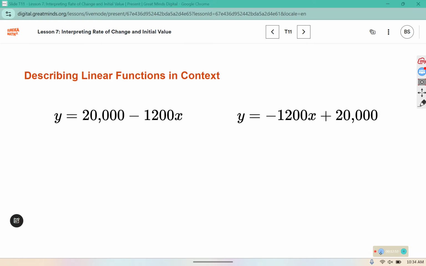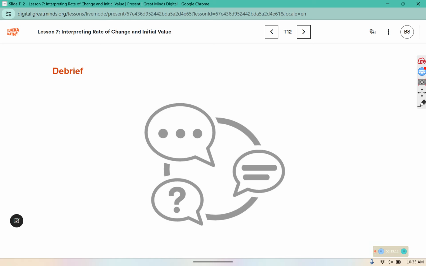This is just showing that with the $20,000 and it dropping in price, you can put the rate behind the intercept, or you can put it in front. Both of these are equations that work for the function. This one is written in traditional slope-intercept form, and this one just has that switched. That is the end of lesson 7, talking about rates of change and initial value in the context of slope-intercept form like we saw in earlier lessons.